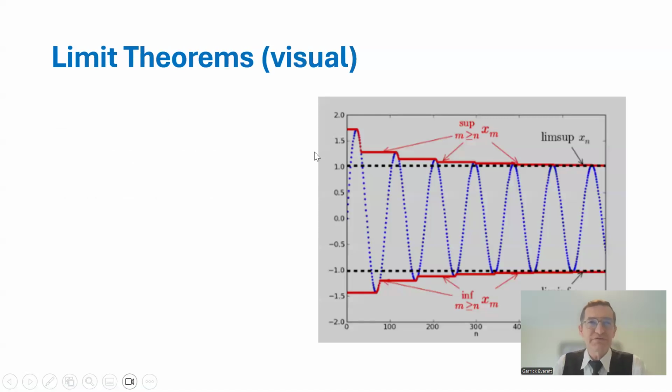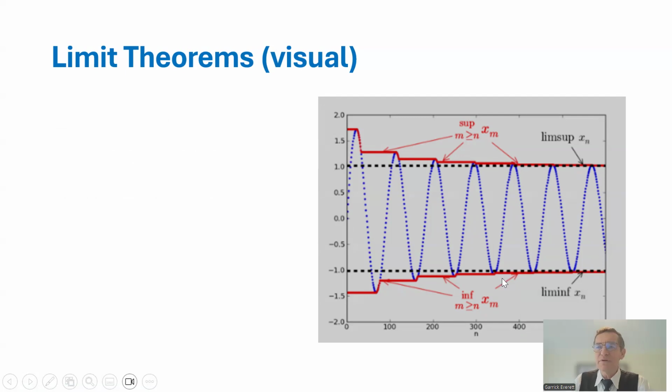Okay, so this is a visual of limit theorems, and you can see here, if you look at the red line, it's getting closer and closer on the bottom to -1, and closer and closer on the top line to 1. You can see lim inf on the bottom there, and lim sup. So they're the superior limit and the inferior limit.